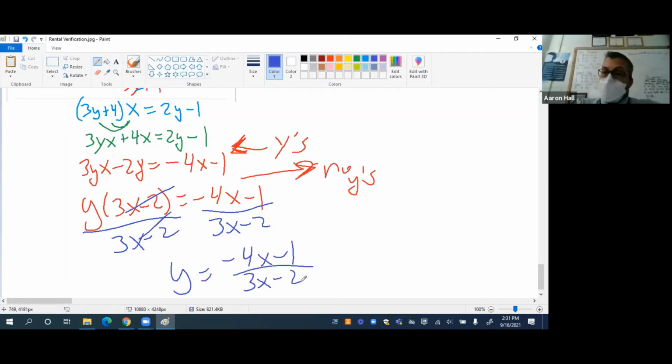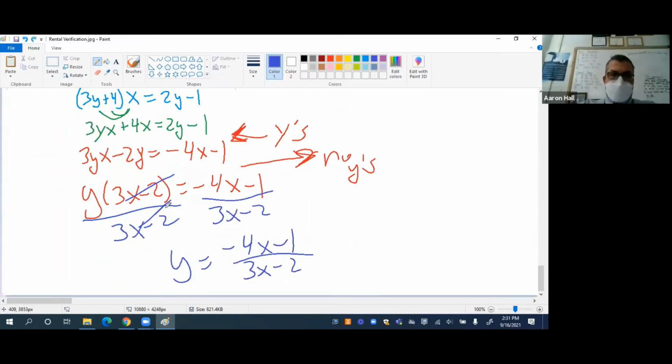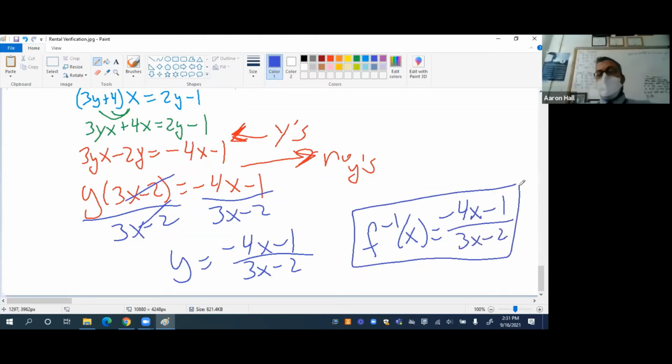I introduced the problem to you as f of x, so we should probably put this in our, it was f of x, yeah. So let's write this. I had to find the inverse. Well, I found the inverse. The inverse of f of x equals negative 4x minus 1 over 3x minus 2. There you go.